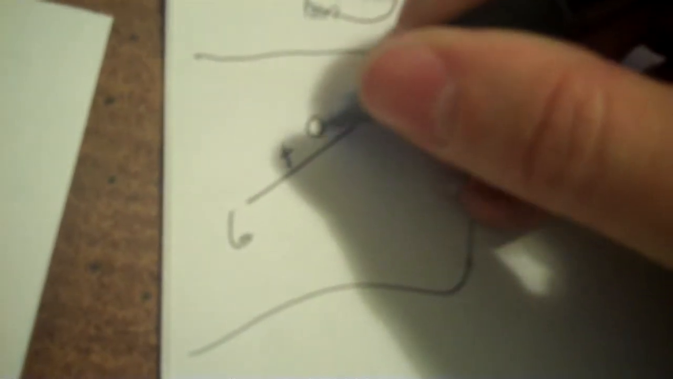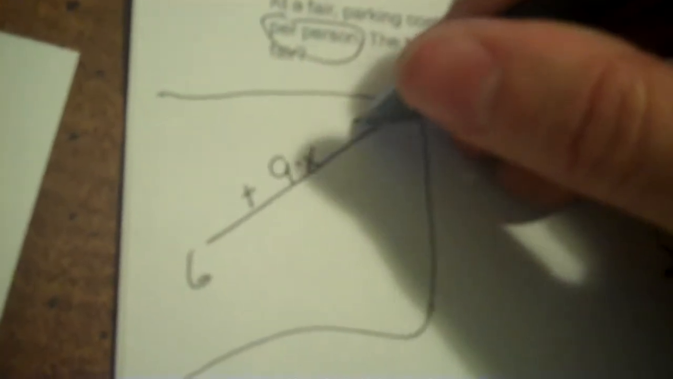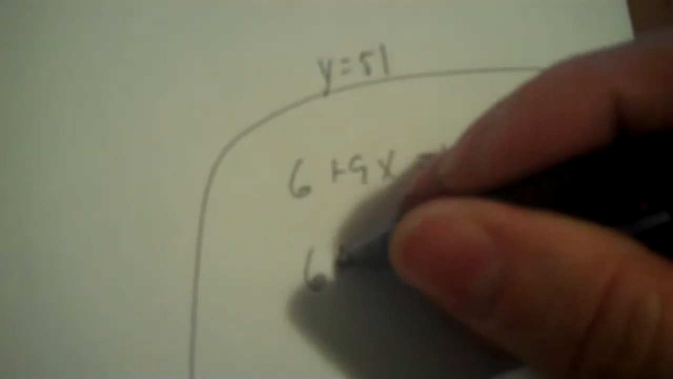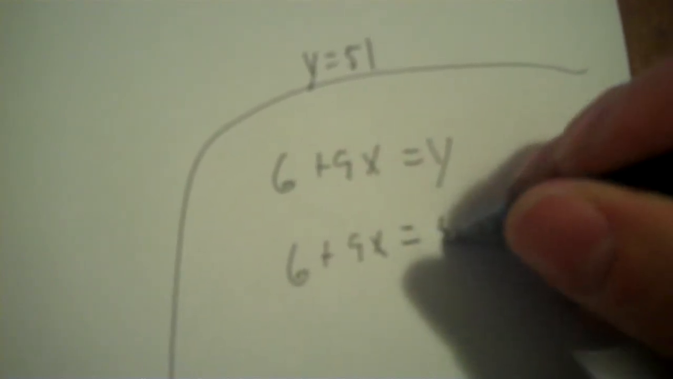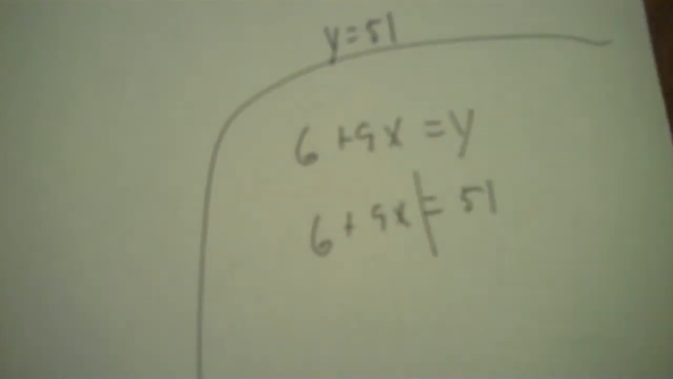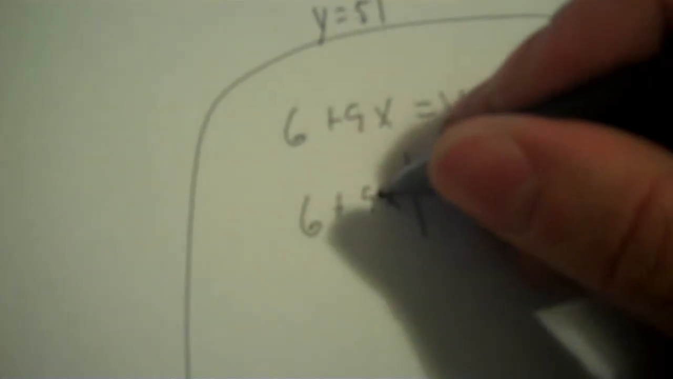So on my graph, the initial amount is 6, and the number I'm repeatedly adding to 6 is 9. 9 times X equals Y. So that's my equation: 6 plus 9X equals Y. Now we take that $51 and put it in the Y column, so Y equals 51. Replace Y with 51. You don't need parentheses for the Y because there are no operations with the Y. Operations are all over here. So I've got plus 9, and it's 9 times X.